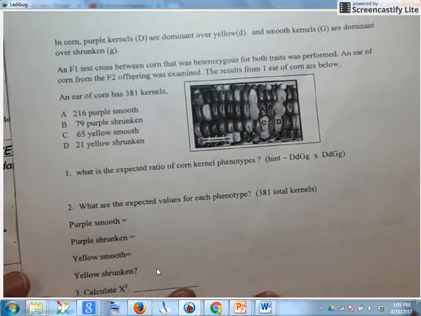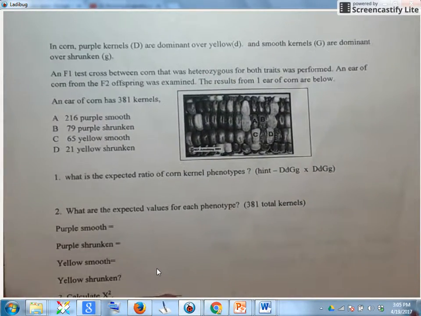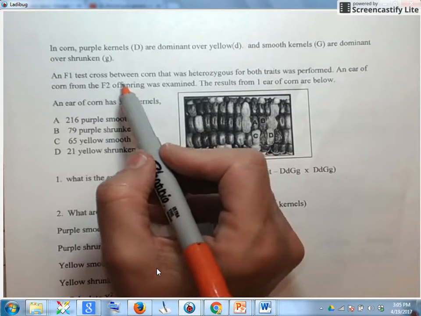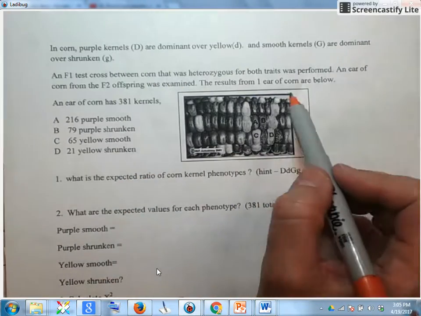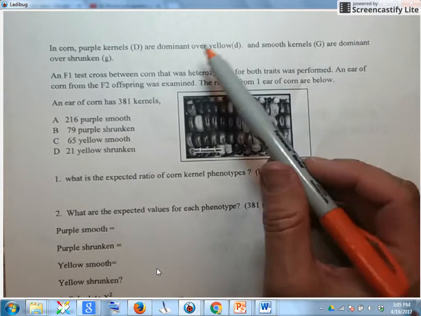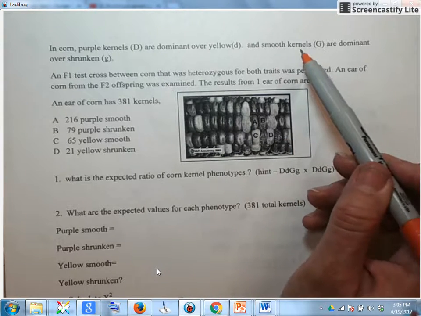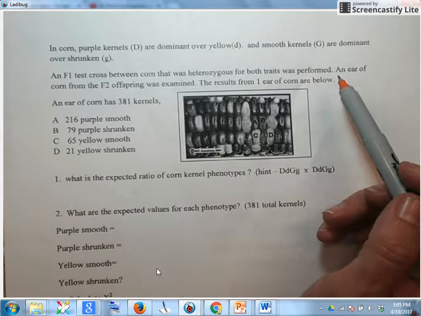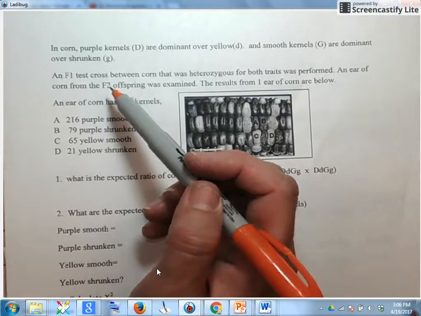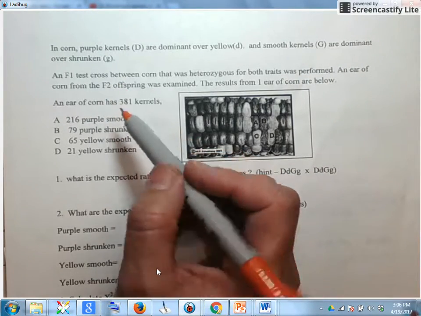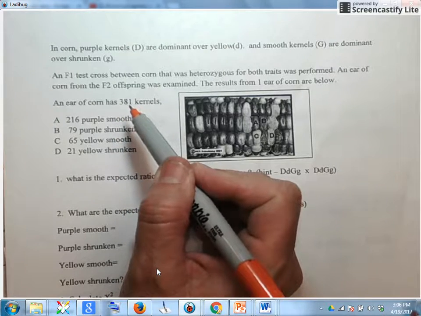Okay, so here we have purple kernels are dominant over yellow, smooth kernels is dominant over shrunken. We did a test cross between corn that was heterozygous for both traits. So heterozygous for purple kernels and heterozygous for smooth kernels. We looked at the offspring from the F2 generation, and we looked at one cob. In that cob, we counted 381 kernels.